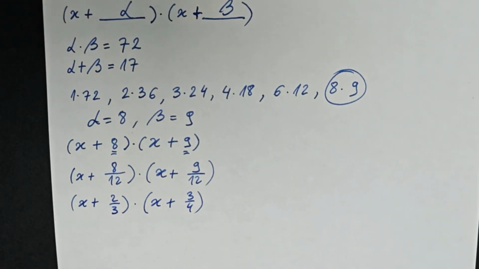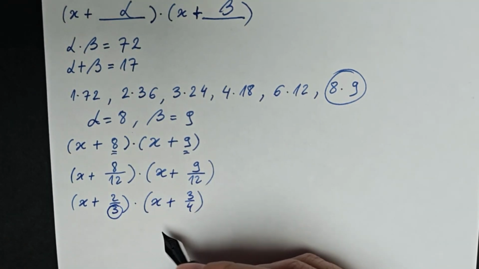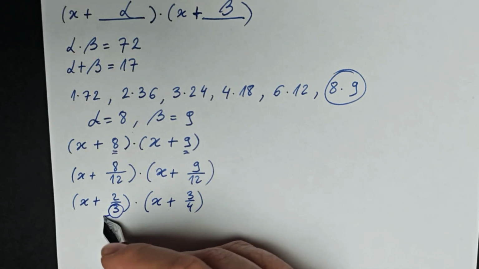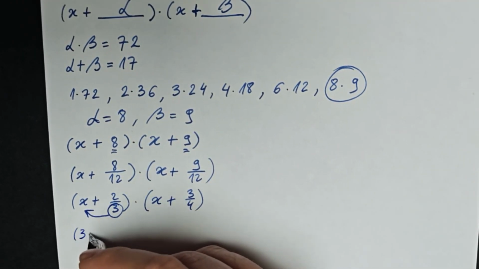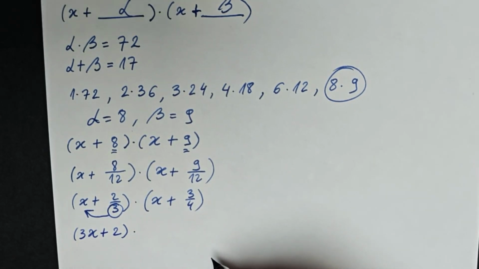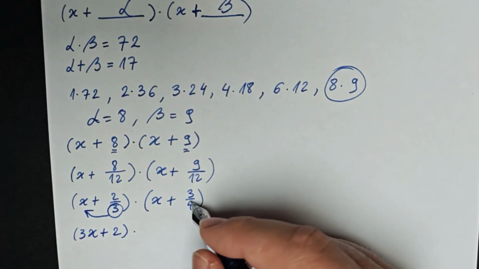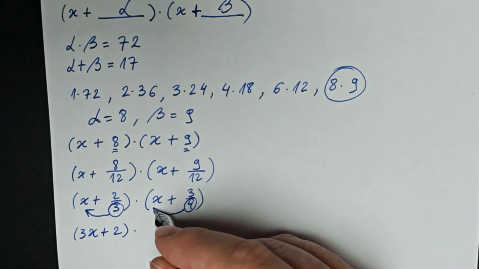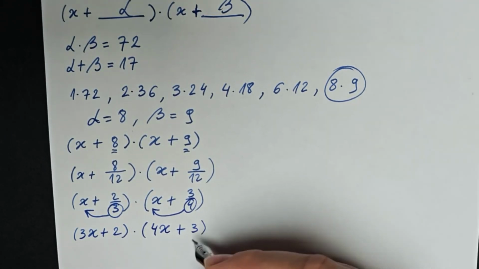The only thing that is left to do now is to take the denominator, 3 in the first case, and multiply that by x. So we get that 3x plus 2 is the first bracket. And we are going to do the same thing with the second bracket. We are going to take the denominator 4 and multiply x with it. So we get 4x plus 3.